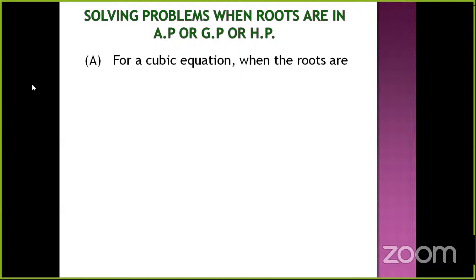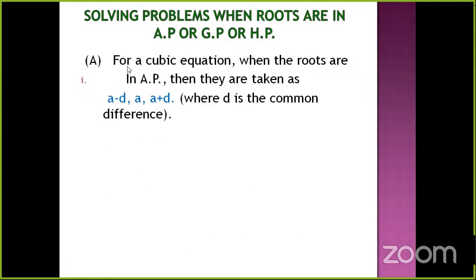For a cubic polynomial, that is, a cubic equation has 3 roots. If the roots are in AP, then we consider the roots as a minus d, a and a plus d. See here, these terms are in AP? Take T2 minus T1. What will you get? A minus a plus d, so the answer will be d.